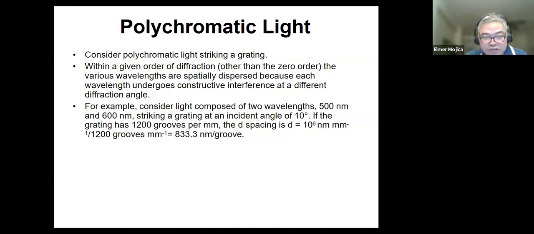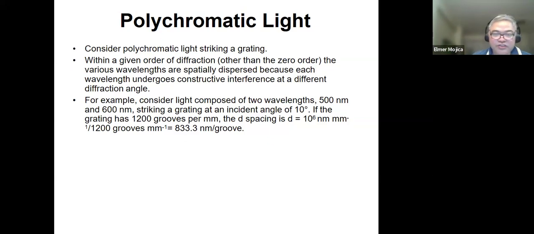If we use a sample problem here, for example, consider light composed of two wavelengths, 500 and 600 nanometers, striking a grating at an incident angle of 10 degrees. If the grating has 1200 grooves per millimeter, the D spacing is 10 to the 6 over 1200 nanometers.